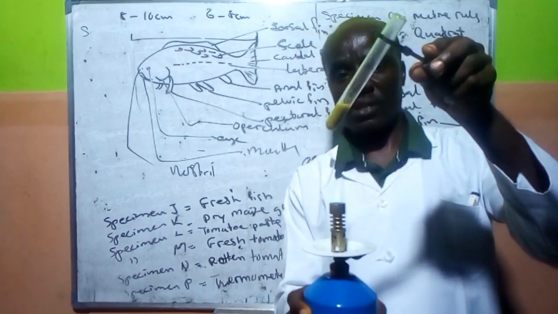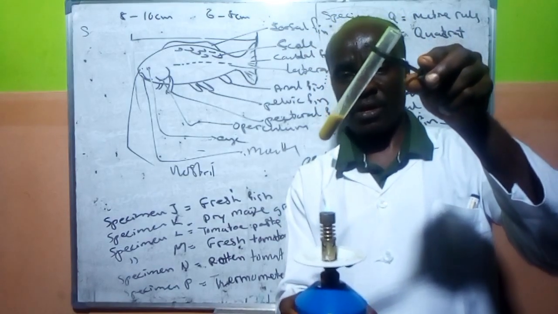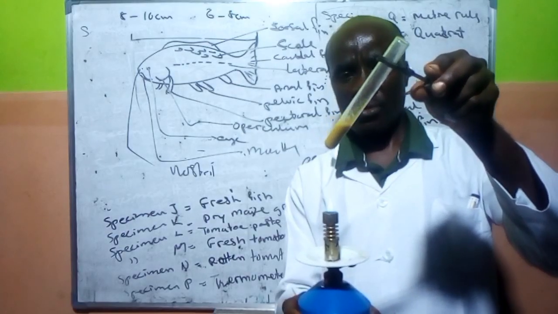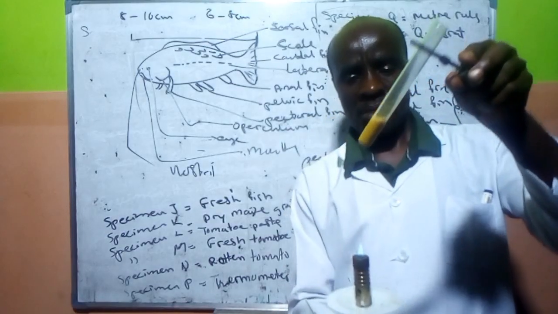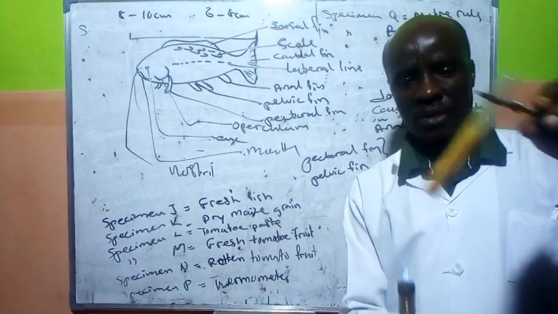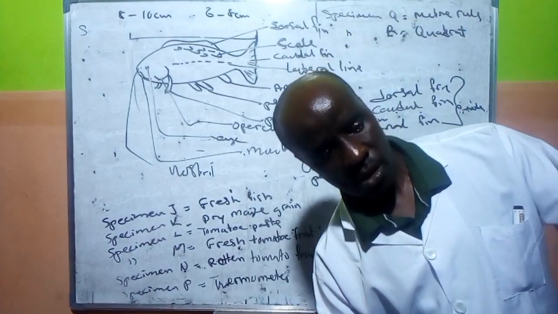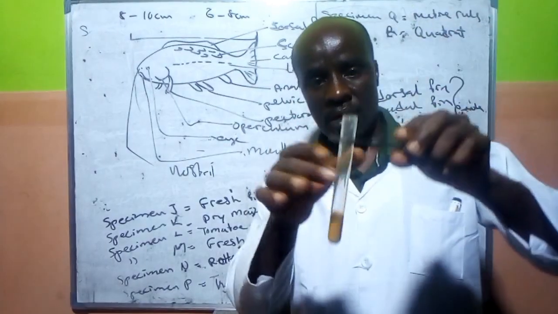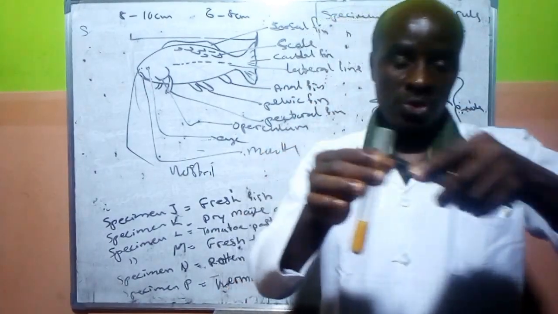The color has changed. That is telling you that what we have here is what? Sugar, reducing sugar. That's monosaccharide. It has changed to orange coloration. It's evident that we have monosaccharide, that is, reducing sugar.